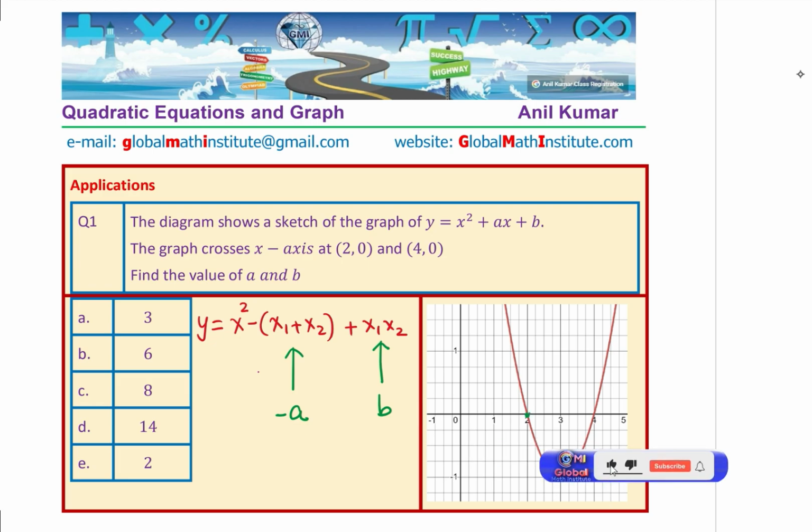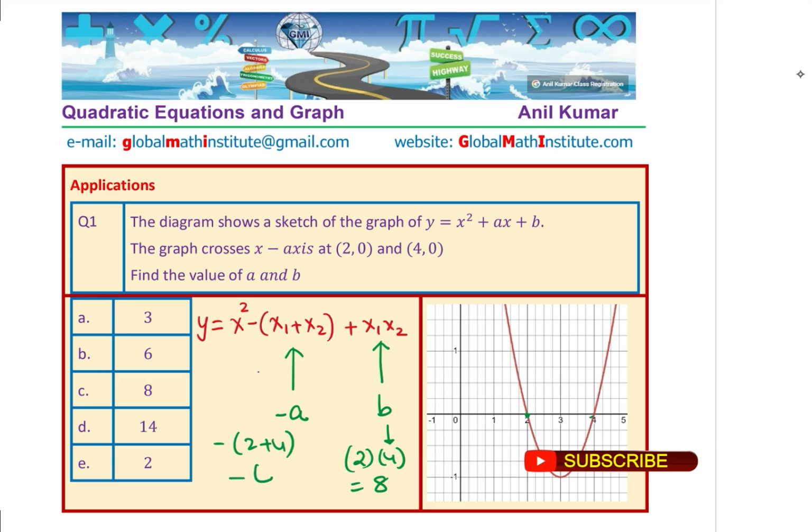As you can see from here, b is equal to 2 times 4, right? So b is equal to 2 times 4, which is equal to 8, right? And a is equal to minus of 2 plus 4, correct? So which is equal to minus 6. Do you see how fast it is? So if you compare and then do, you can actually get the answer very quickly. And that is what I wanted to share with you at the end of the video. So this is a very important concept, and it can help you answer the questions in less than a minute. Perfect? So I hope it makes sense.